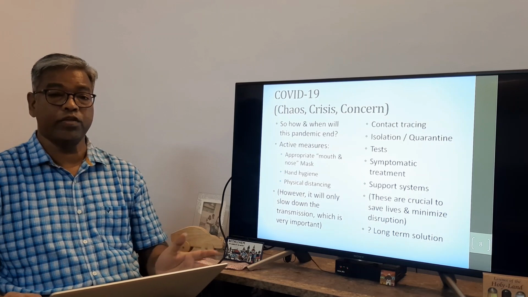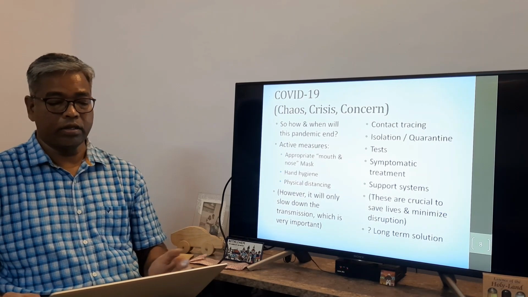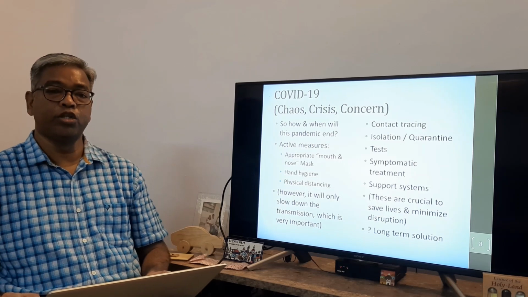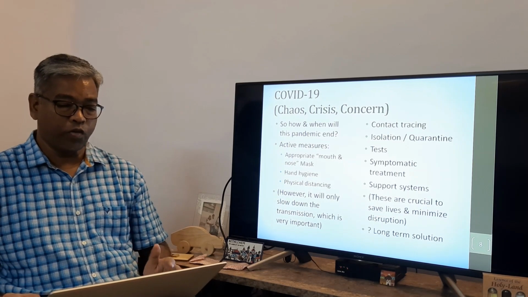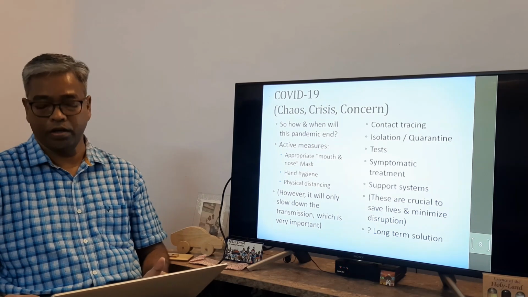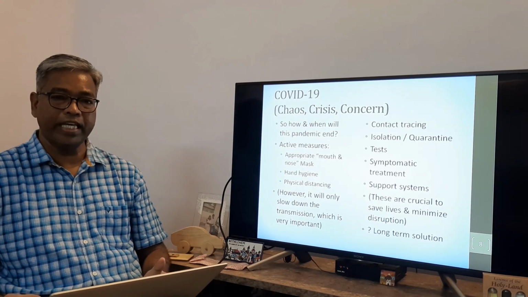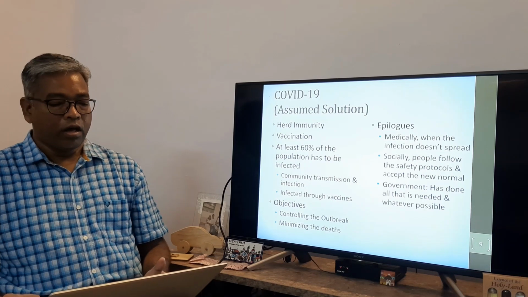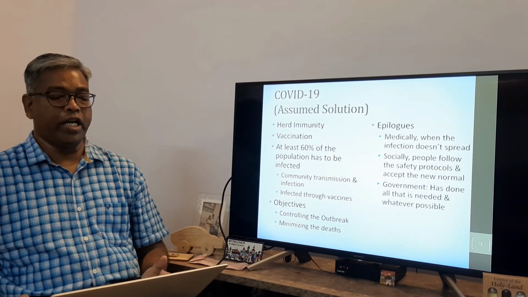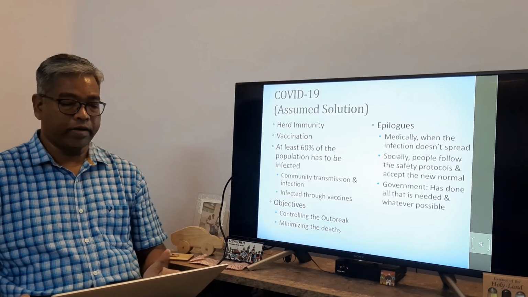We don't know, because as we saw, the pandemics or the plagues lasted for 2 years or more. Even COVID-19 is not going to end in a few months. It will be there for a couple of years actually. So the assumed solution is herd immunity. Now, how do we achieve that?